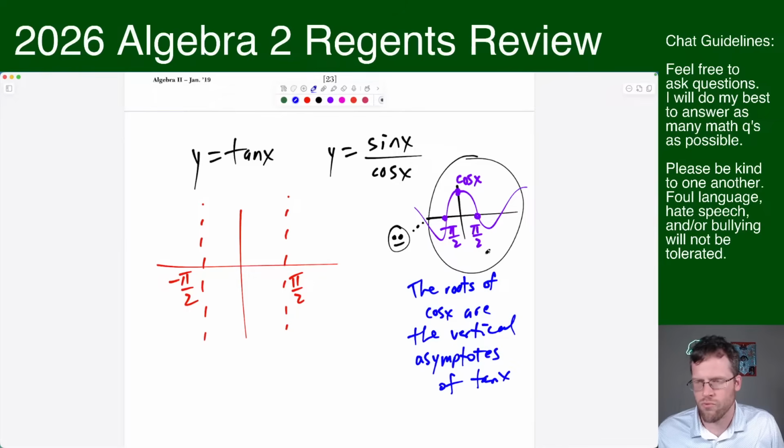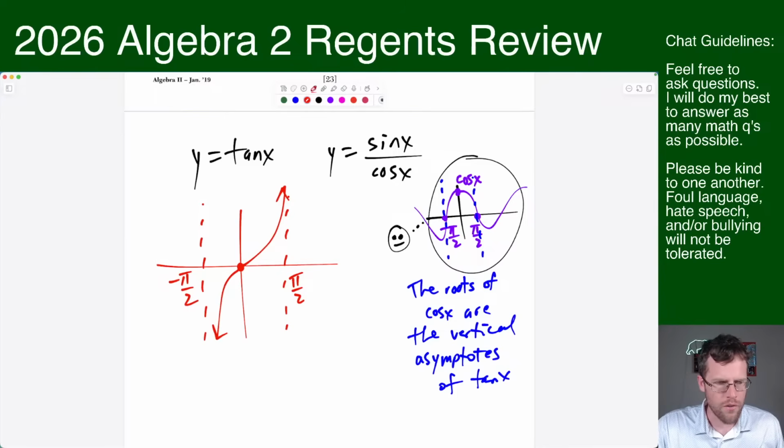Okay, so just remember that. The roots of cosine tell you where the vertical asymptotes of tangent are. So that's why, like here, the graph of tangent looks something like this. So it goes down like this. Okay, so that's tangent x for you.